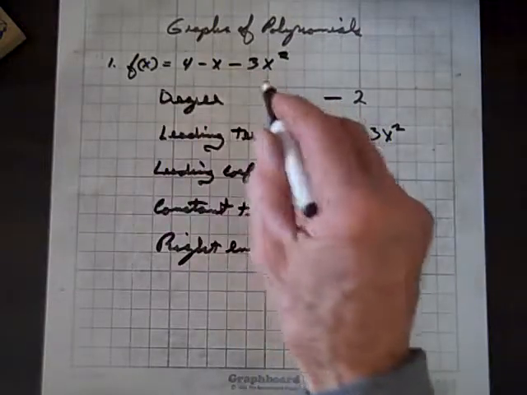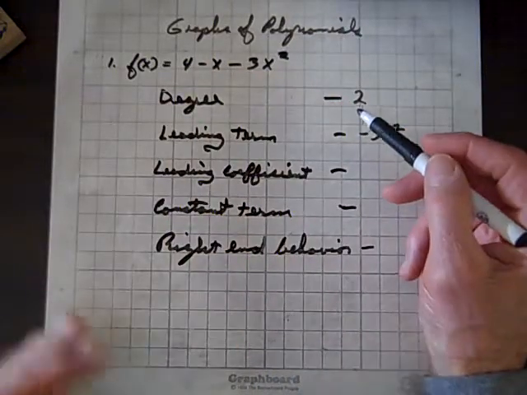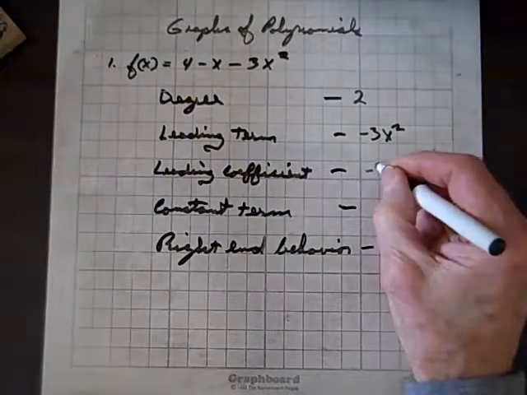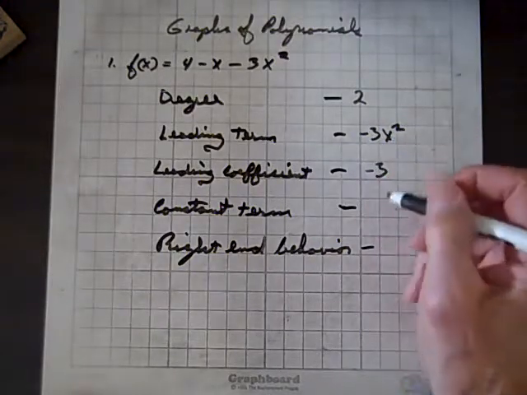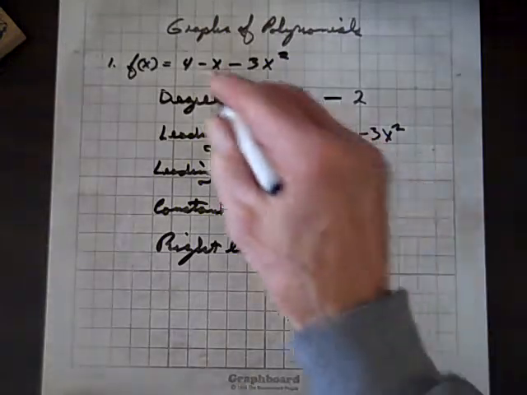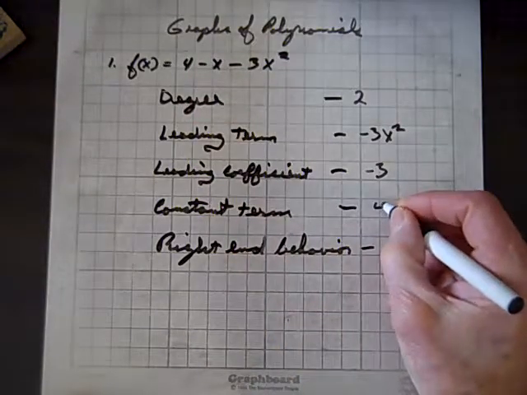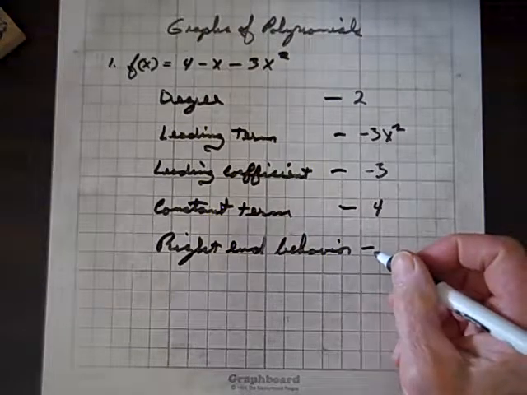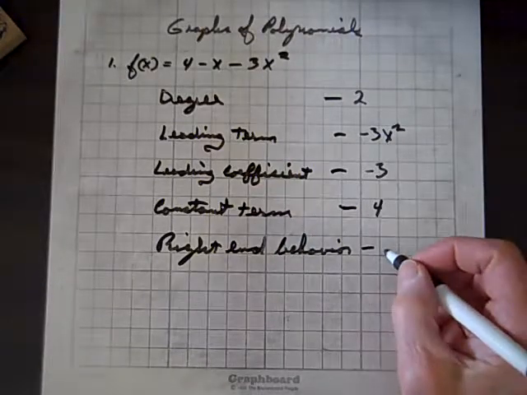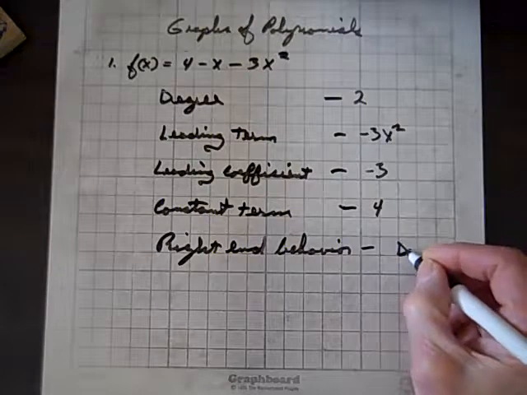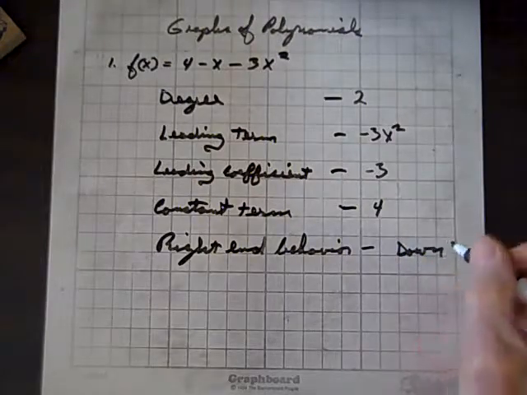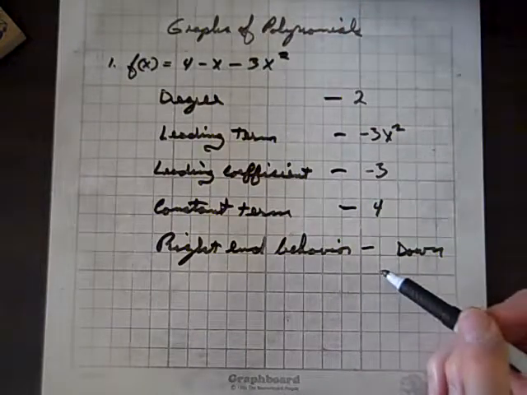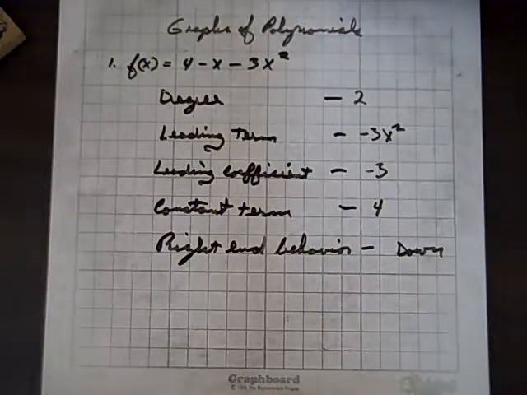Its position, whether it's first, second, or third, has no bearing. And the leading coefficient is minus 3. That's the coefficient on x squared. The constant term is 4. That is not attached to a variable. And the right-hand behavior will be down, because the sign on the leading term is negative.